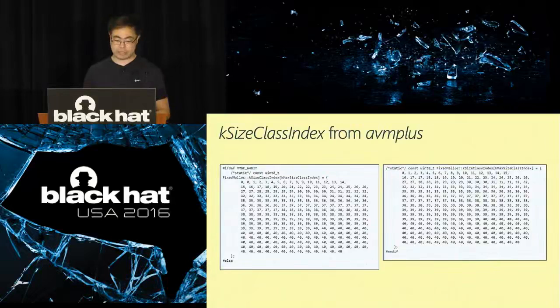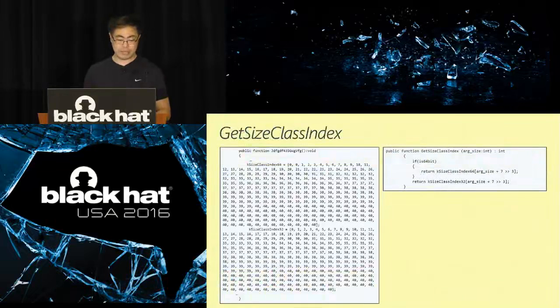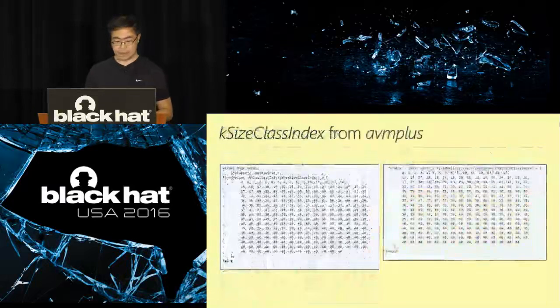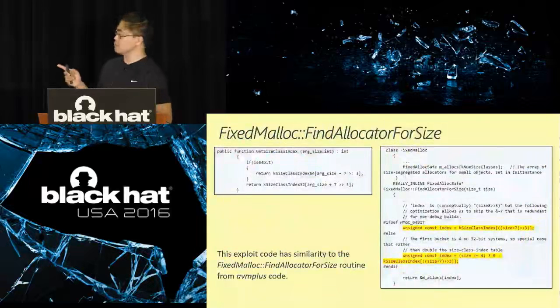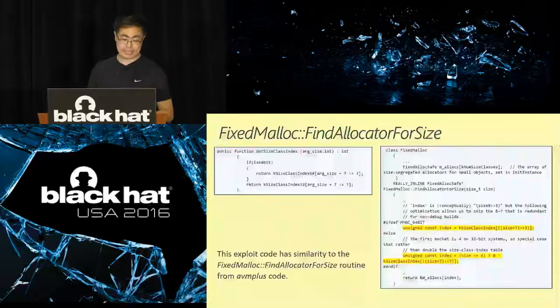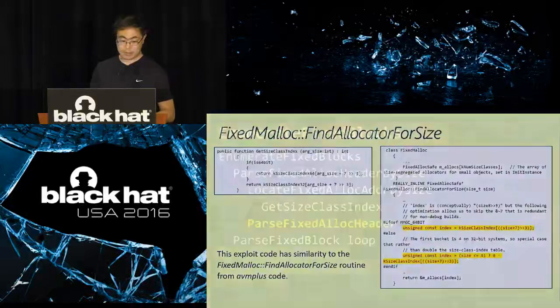So our suspicion is that they studied the ABM Plus source code and figured out how to traverse the MMGC memory space. From the exploit code itself, get size class index on the left side is the function from the exploit code. On the right side is the actual MMGC source code from ABM Plus, and they are the same.